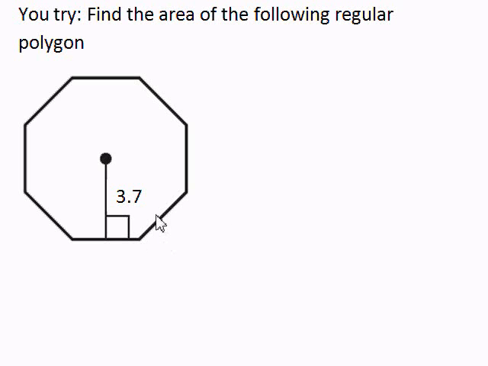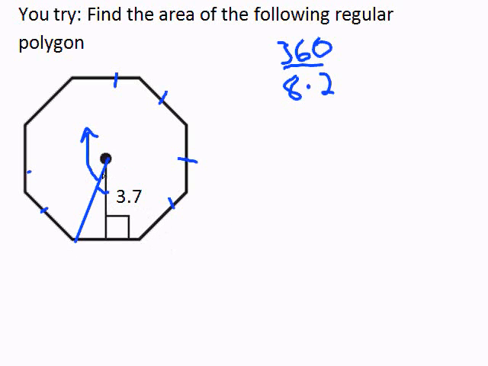Just like before, I'm going to give myself a right triangle right here. I need to find the degree measure, so I go 360 divided by 8 times 2, which is the same thing as 360 divided by 16, which, when we put in the calculator, gives us 22.5 degrees. Now, we're going to use SOHCAHTOA in order to find the missing length we have. We already have the height, so we're not going to use SOHCAHTOA to find it, but we can use SOHCAHTOA to find this half of our base length right here.